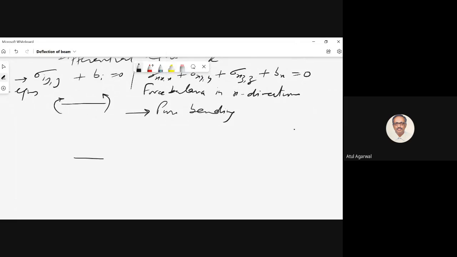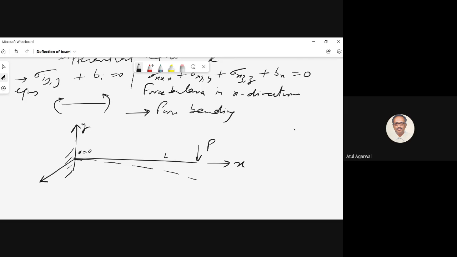Suppose you have a beam like this. You have a cantilever. You apply a load P here. So what is the deflection curve? This is where deflection curve will be. Here you will have zero deflection. This is x is equal to 0. This is x is equal to L. This is my coordinate system.